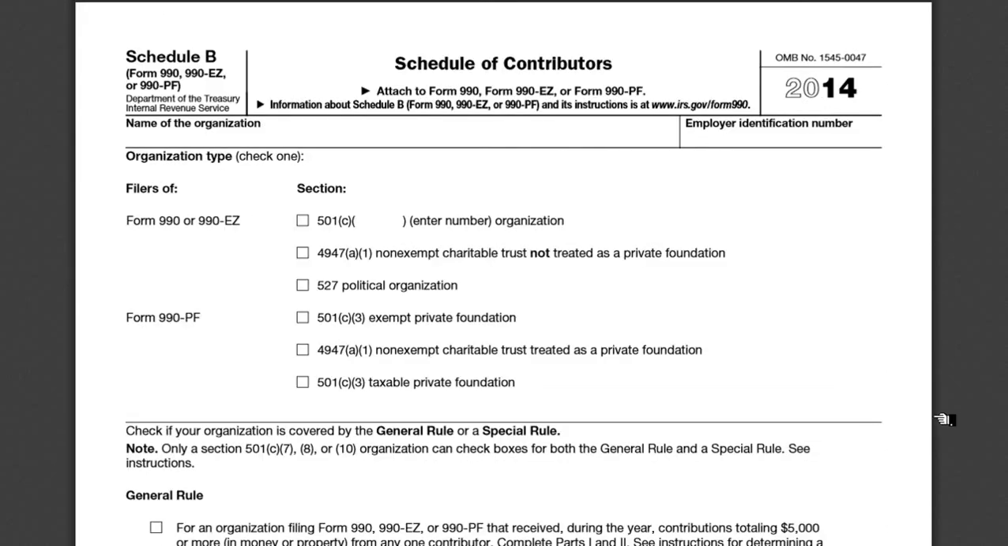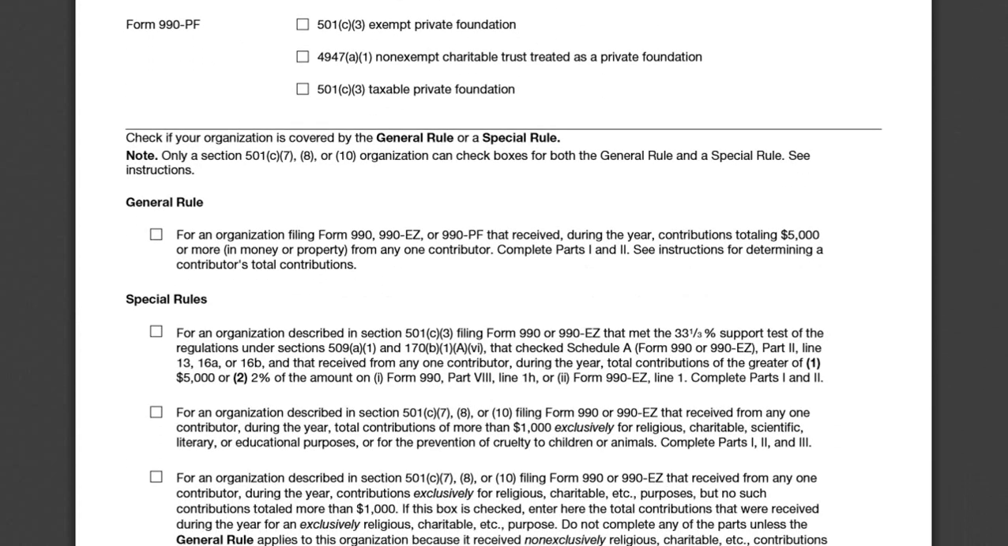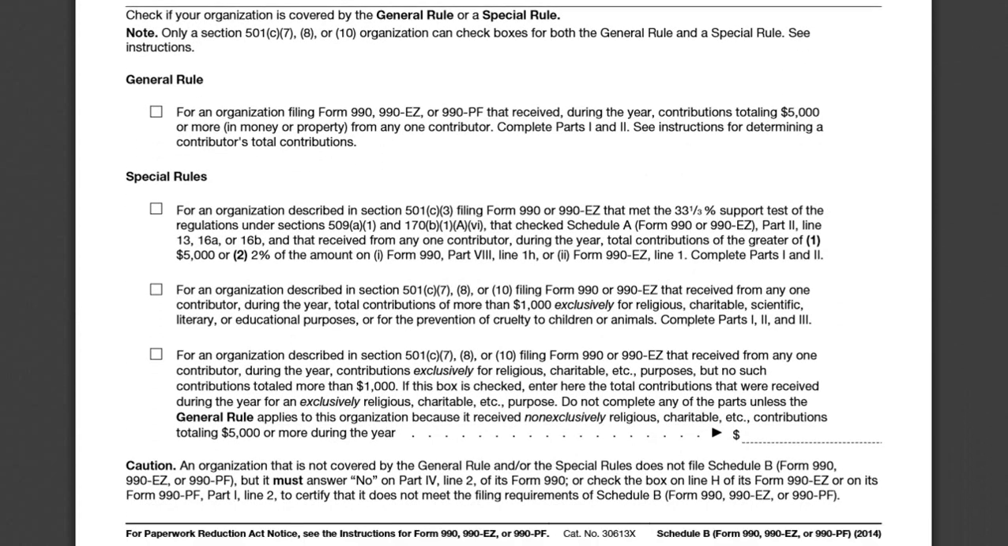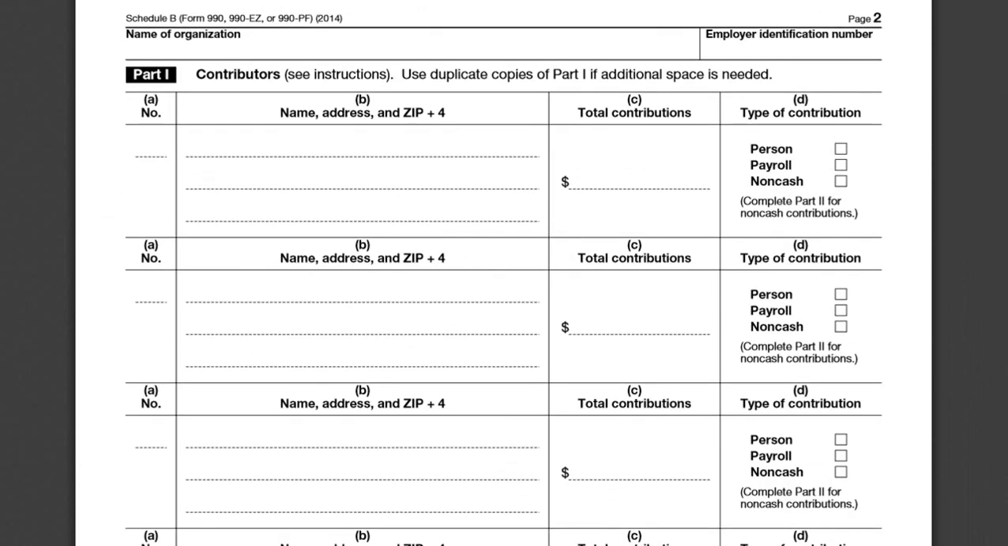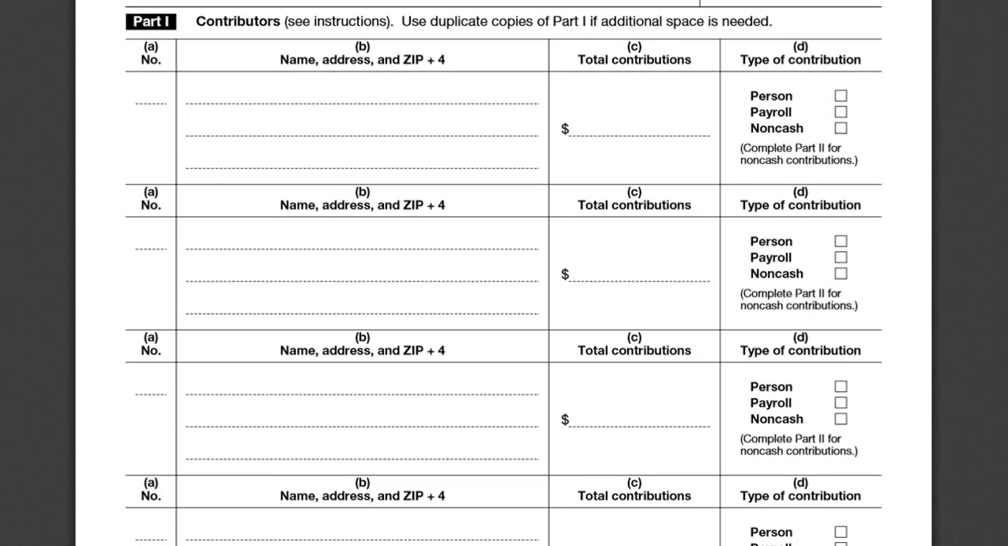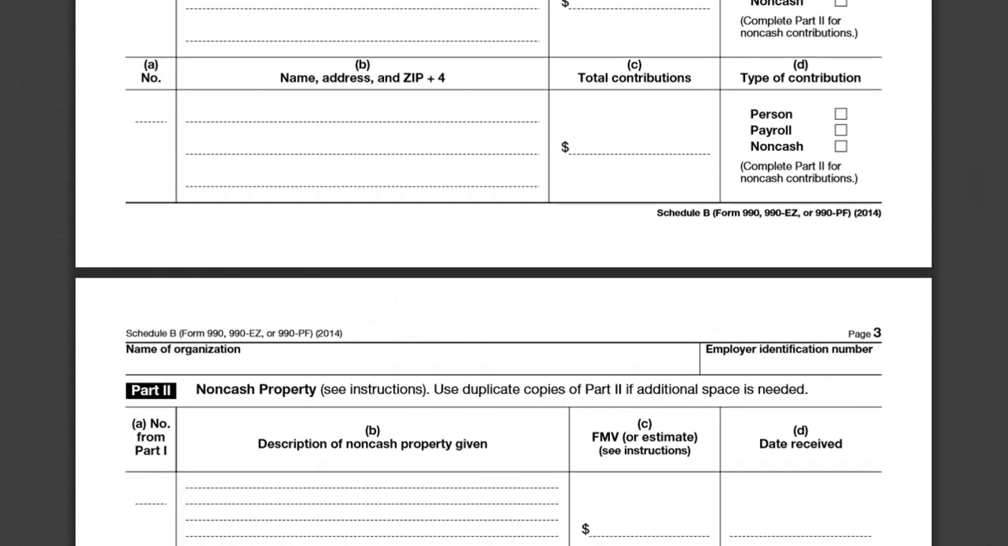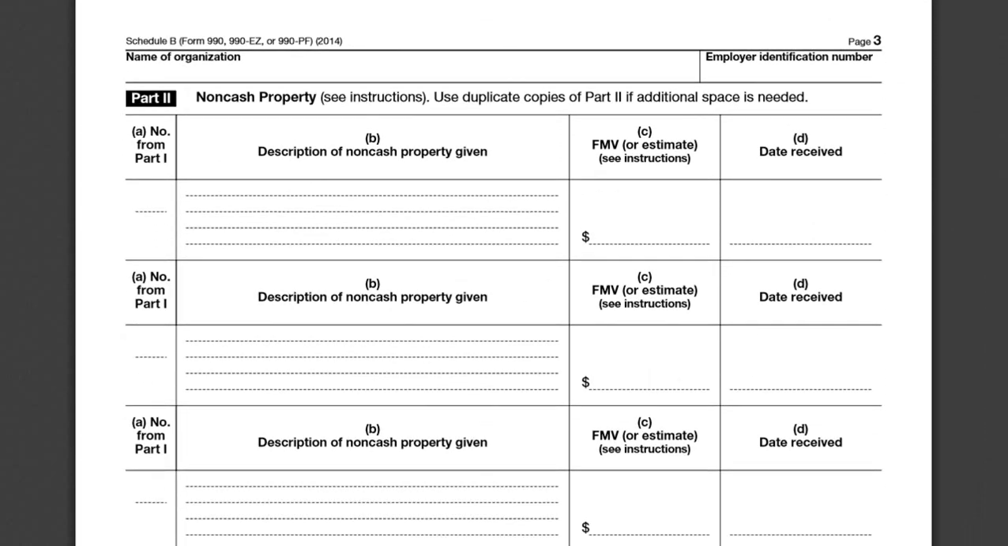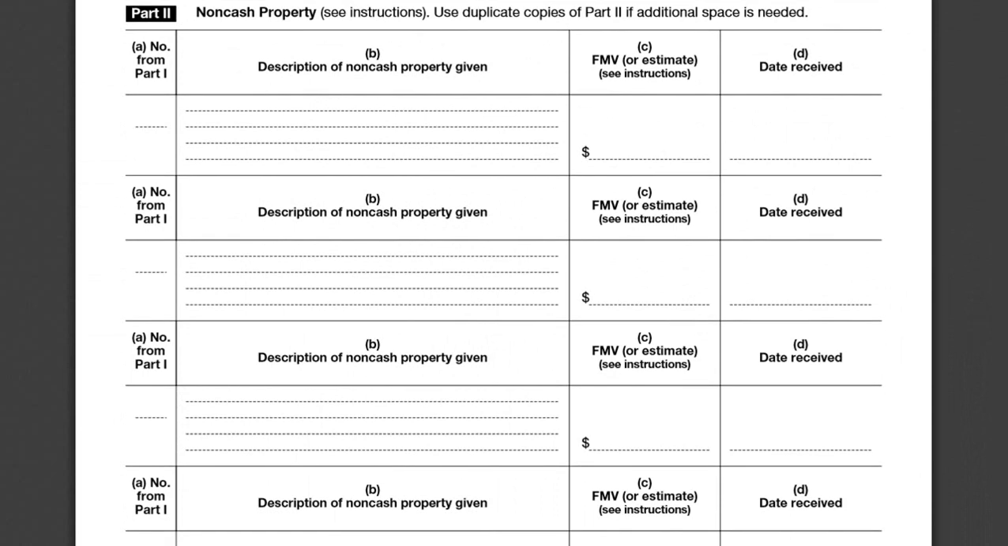So this is Schedule B. It's the schedule of contributors where you will be reporting contributions from large donors, generally those that contributed $5,000 or more. And you list your contributors on page 2. And there's also an area to list contributions that are non-cash property, like if they give you stock or something like that. And that is Schedule B.